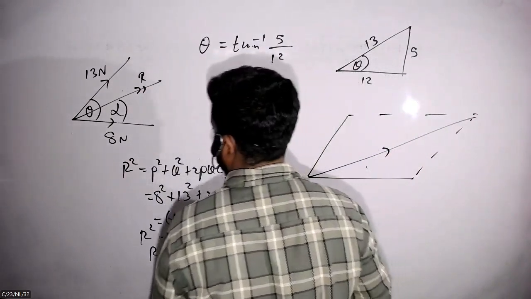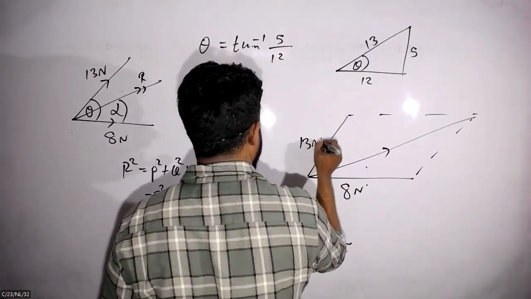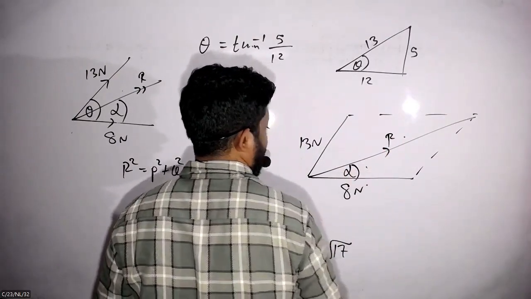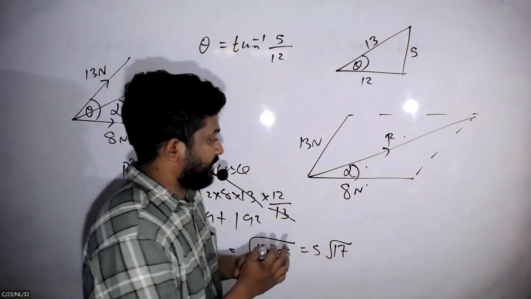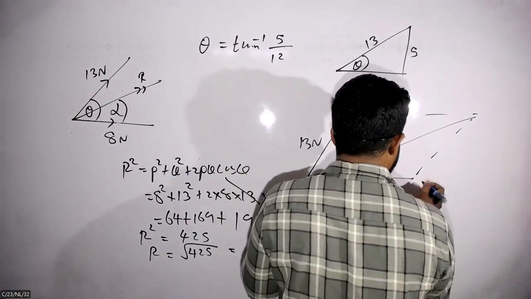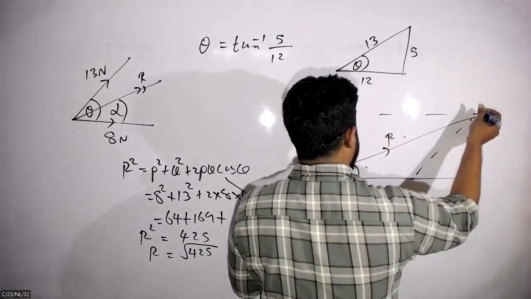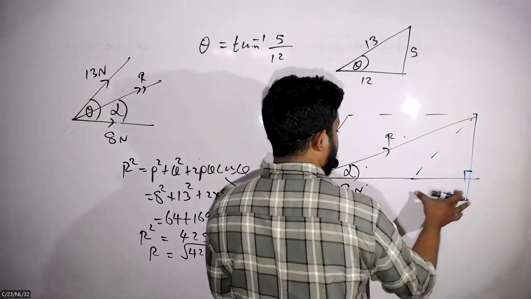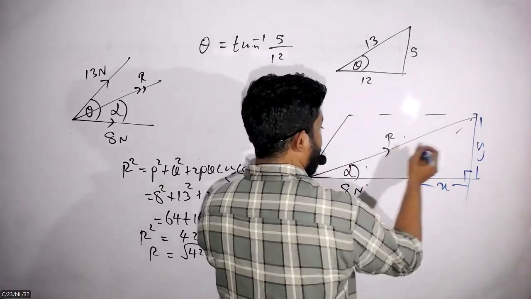Then you can identify that this one is 8 Newton, this one is 13. Then the resultant, you have found the value, no? Then alpha. To find the alpha value, you can draw a right angle triangle. You need to extend this 8, this side from here to here. Then draw a perpendicular line from here to here. Then you can identify this y length and x length by using the 13 Newton force.